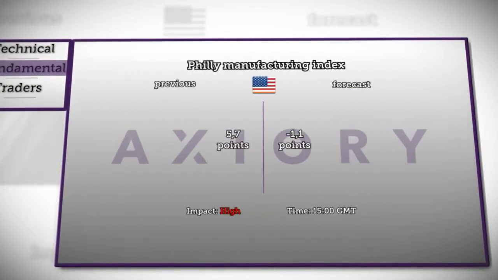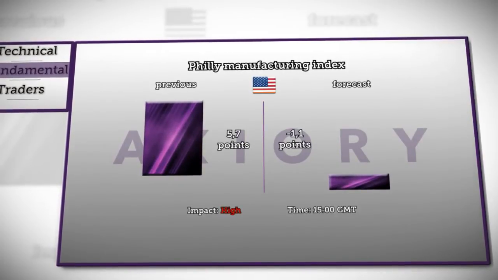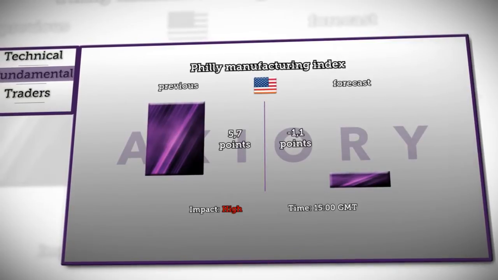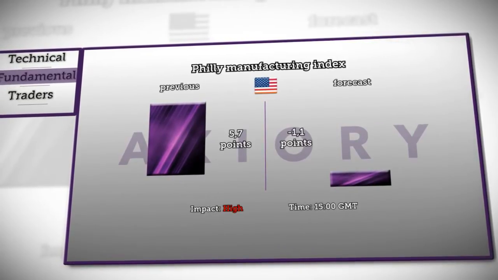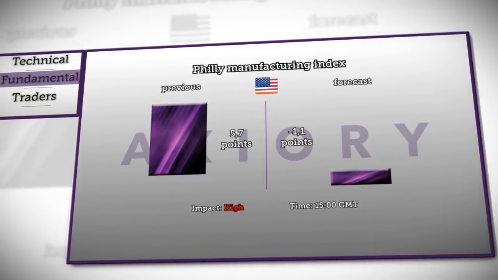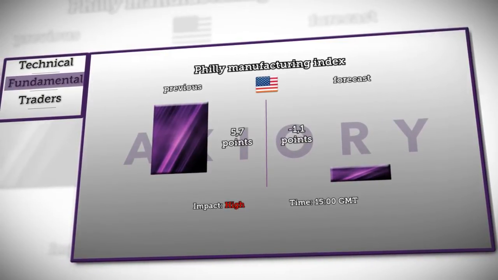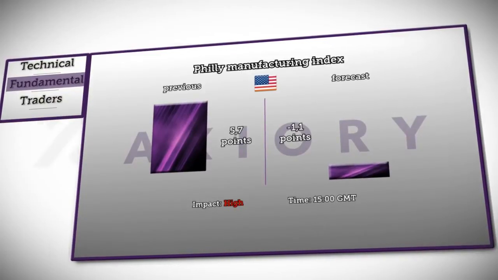Last news for today will concern the Philly Manufacturing Index, which will be released at 3 p.m. GMT. Previous survey showed improving conditions when index rose to 5.7 points, and today is expected to fall to 1.1 points, but it still indicates improving conditions.